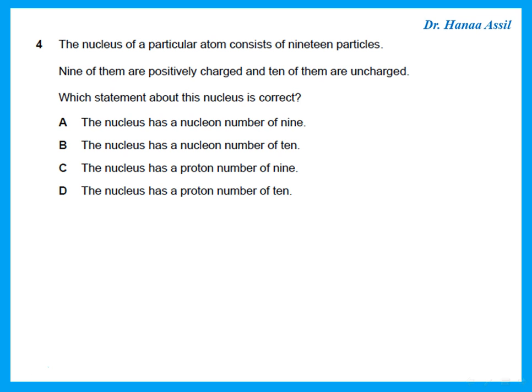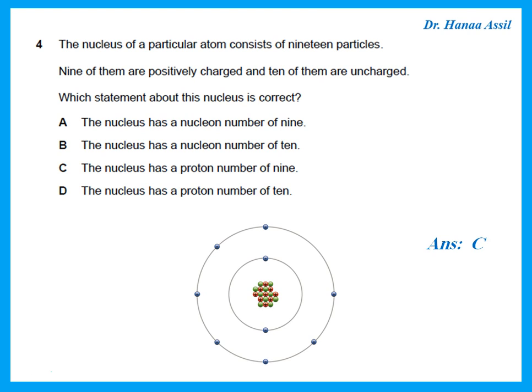The nucleus of a particular atom consists of 19 particles. 9 of them are positively charged. That means he has 9 what? He has 9 protons. So if we have 19 particles, these could be protons and neutrons. He's saying 9 of them are positively charged. That means I have 9 protons. So that is correct.